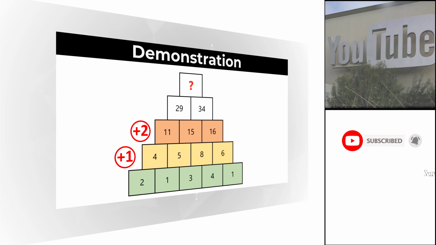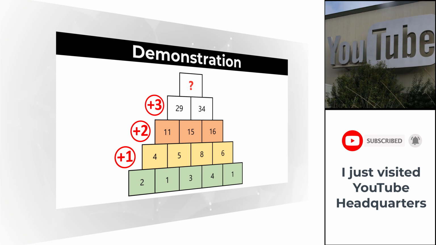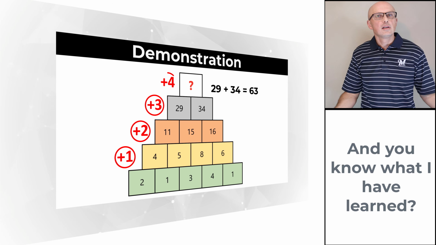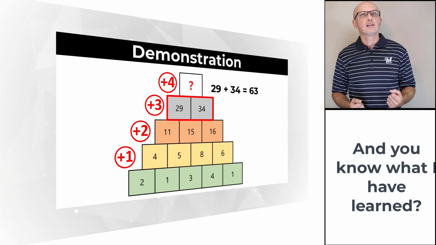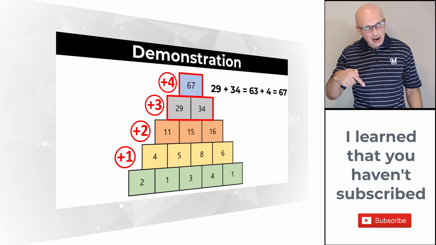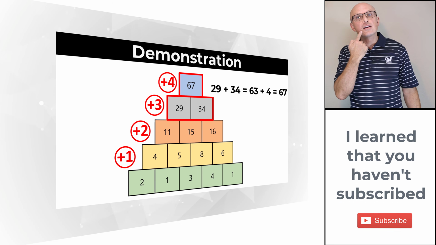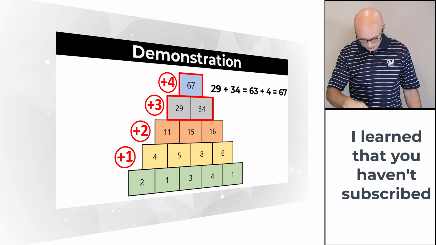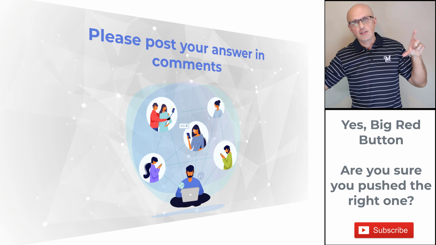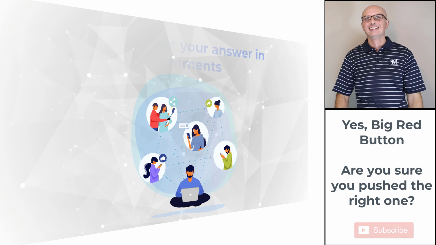Based on this information, the missing value can be calculated as 29 plus 34 plus the value of the increment, which would be plus 4, which equals 63 plus 4, which equals 67. So the correct choice here is choice C, 67. Hopefully you've nailed this question on your own and now know how to answer similar problems in the test.